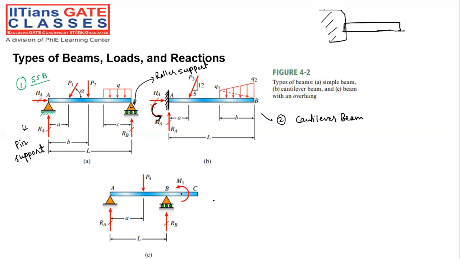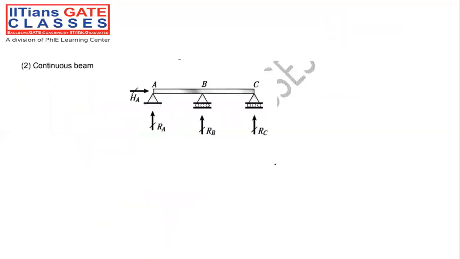The third type of support we are calling the beam with an overhanging part. Again, it is a simply supported beam only, but some portion of the beam will be extended beyond the support, right? So these are the supports which are very, very important for drawing the shear force and bending moment diagram, right? One more type of beam we have is the continuous beam, where we have more than two supports, right?